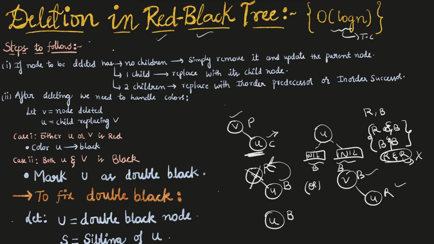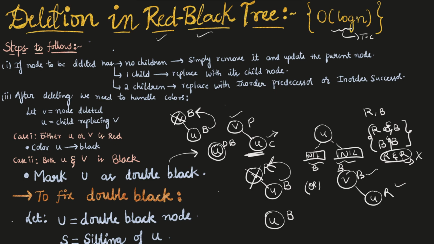Now the second case is where U and V both are black. In this case, you will get a double black. Suppose you are deleting V from here. Then this black also goes to U, and the color of U becomes double black. It is represented like this.